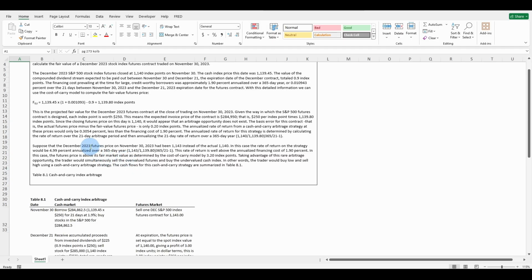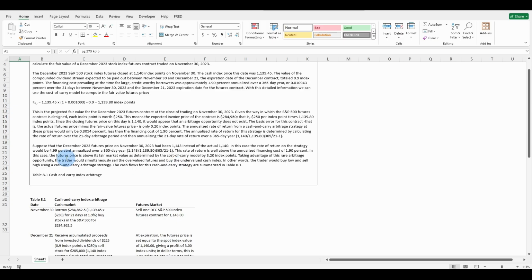Suppose that the December 2023 futures price on November 30, 2023 had been 1143 instead of the actual 1140. In this case, the rate of return on the strategy would be 4.99% annualized over a 365-day year. 1143 divided by 1139.80, times 365 divided by 21, minus 1. 1143, that's the only change. This rate of return is well above the annualized financing cost of 1.9%.